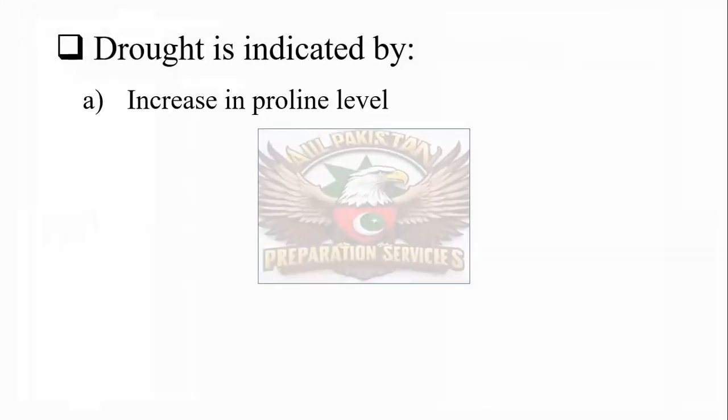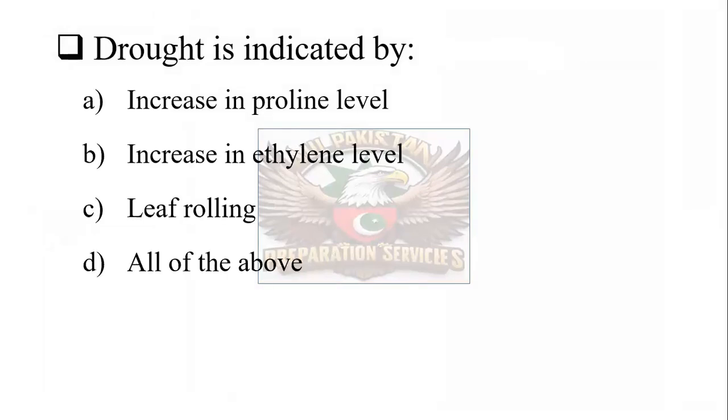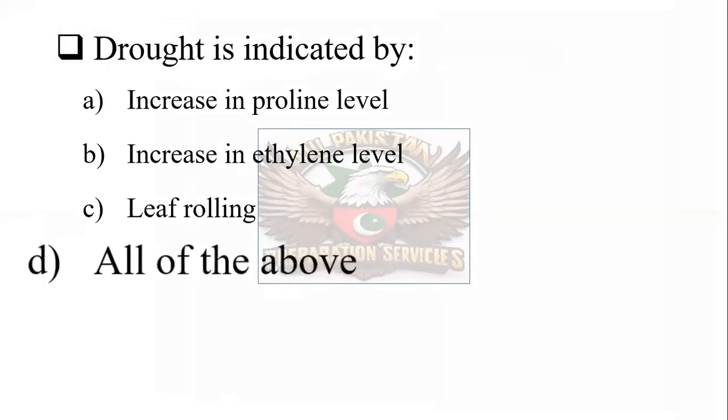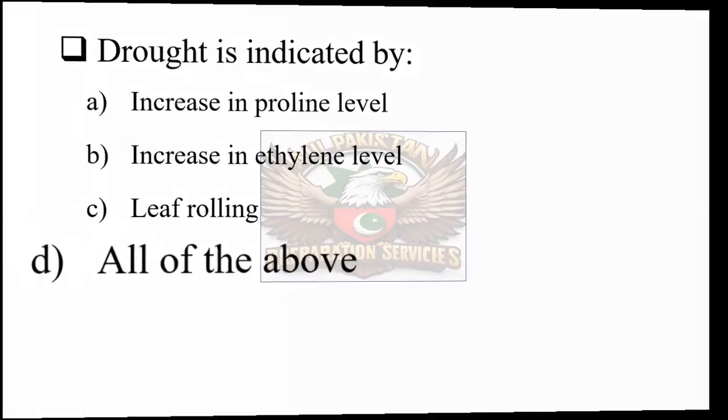Drought is indicated by increase in proline level, increase in ethylene level, leaf rolling, all of the above, and the correct one is all of the above. Drought is indicated if proline level is increased, ethylene level increases, or leaf rolling. All of these characters are indications of drought, and the correct one is all of the above.